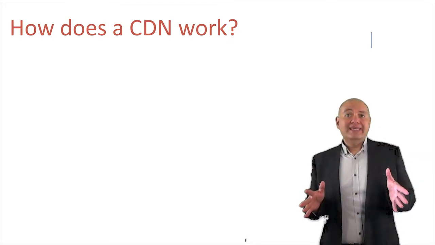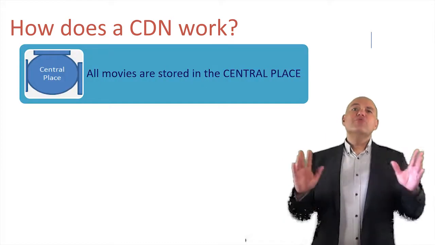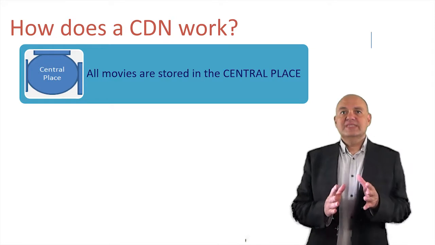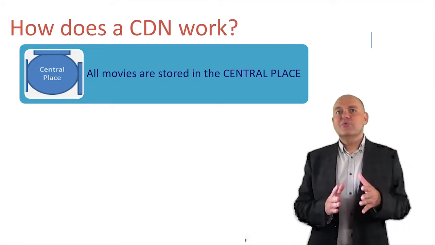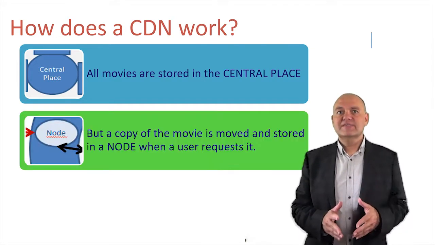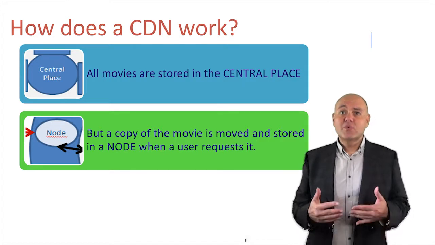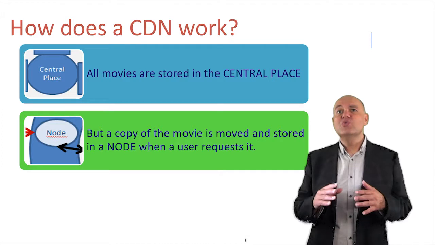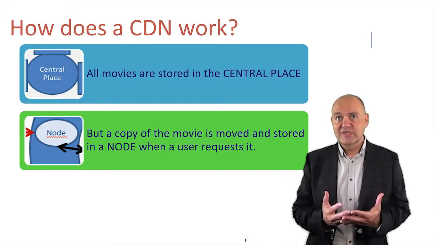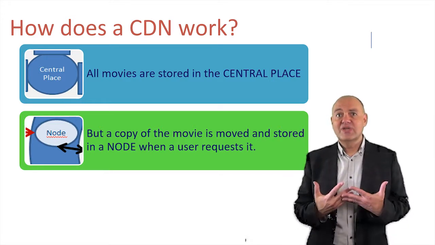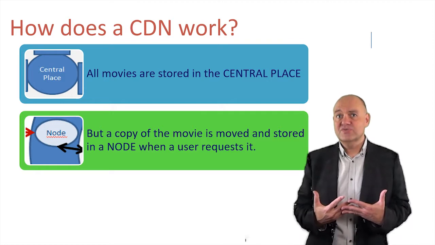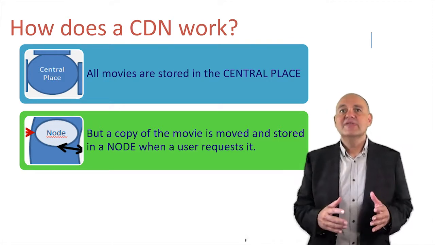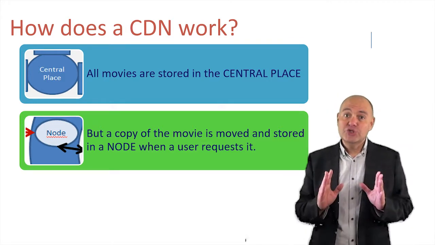The central place is the site in which all movies are stored. It is a single site located at operators' central facilities. When a user requests a movie, it is moved and stored in a node which is geographically near the user, in order to save international communication network resources, which are more expensive, as well as to diminish latency.